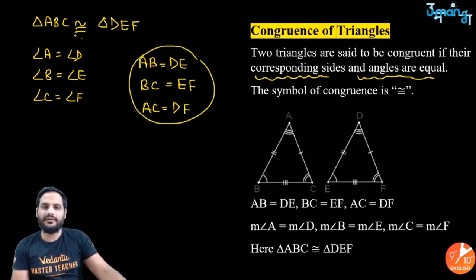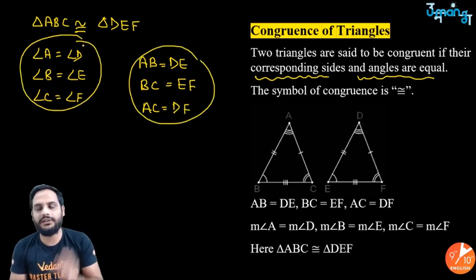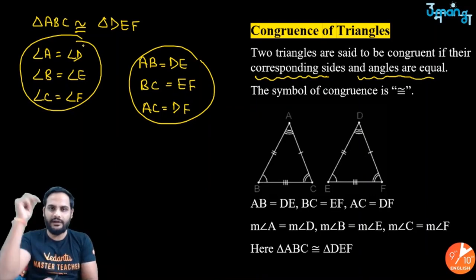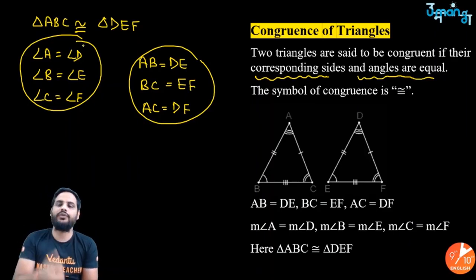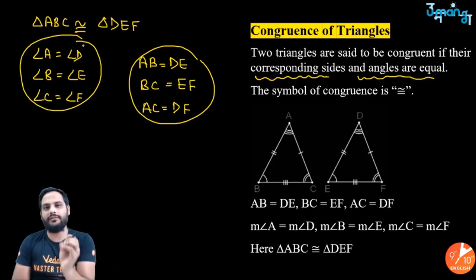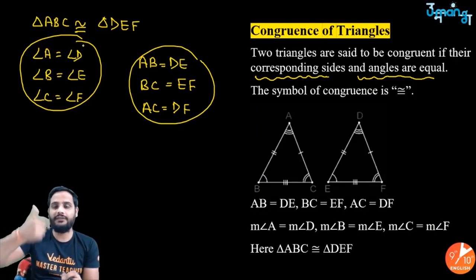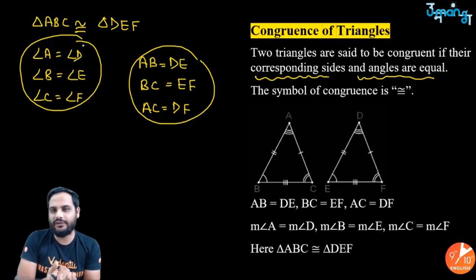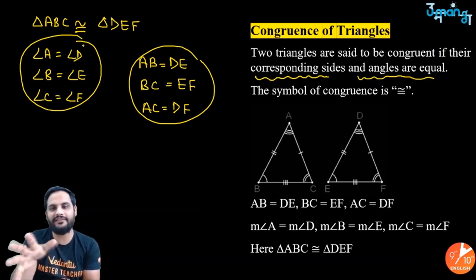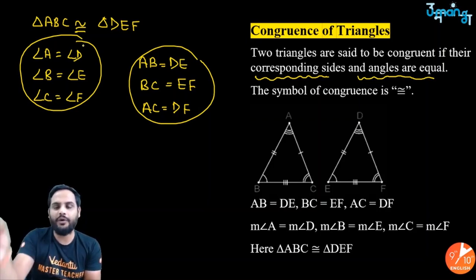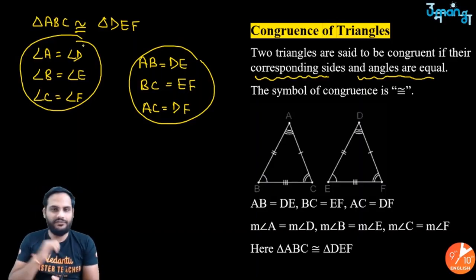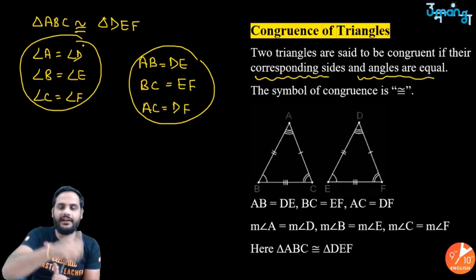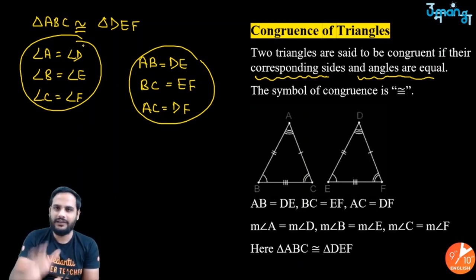This is true for all congruent triangles. If two triangles are congruent, corresponding sides are equal and corresponding angles are equal to each other, right? This part you always have to understand. That is why if we prove any two triangles congruent, we say by CPCT. CPCT is corresponding parts of congruent triangles, right? Every time you have to prove two triangles congruent, it is not required that you get all three angles equal and all three sides equal. No, that is not needed.